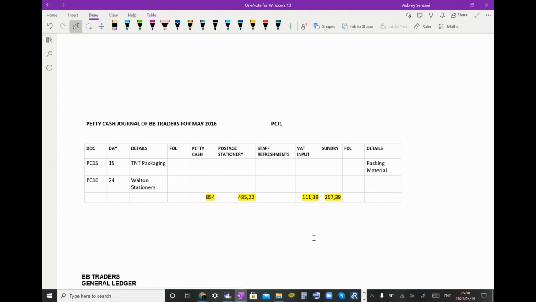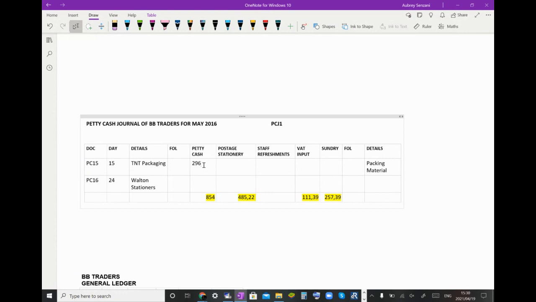Can you see we don't have a bank column here? We only have petty cash, because remember, petty cash is a separate account in and of itself. If we're paying out of the petty cash, we report that transaction in the petty cash, but not in the bank account. So 296, I believe it is.